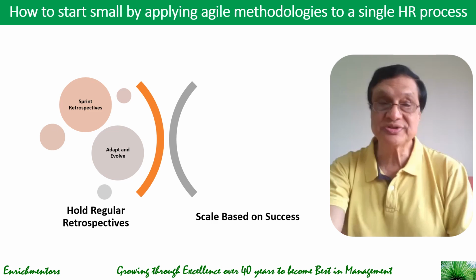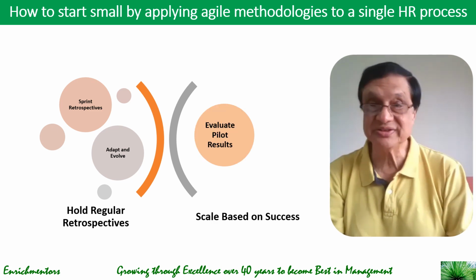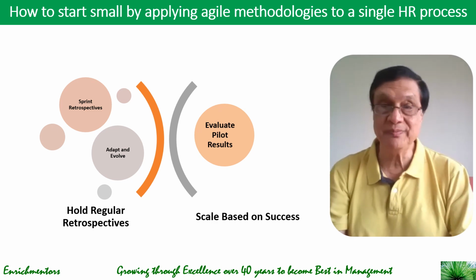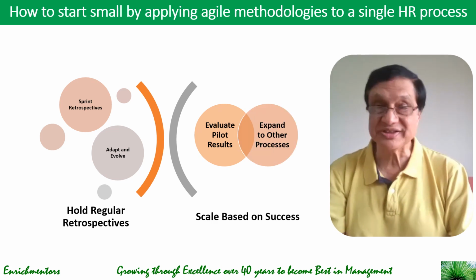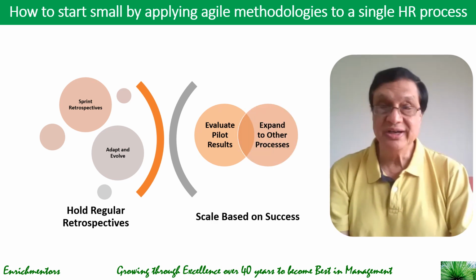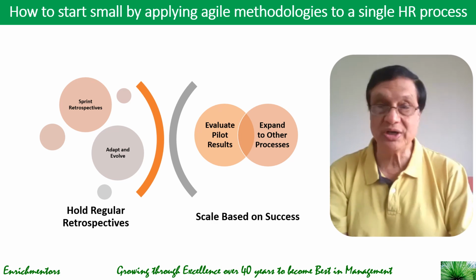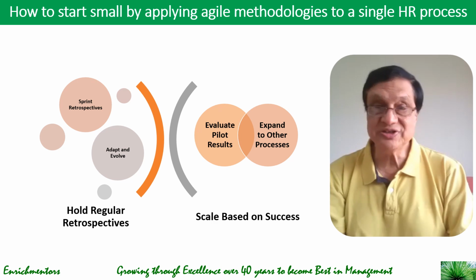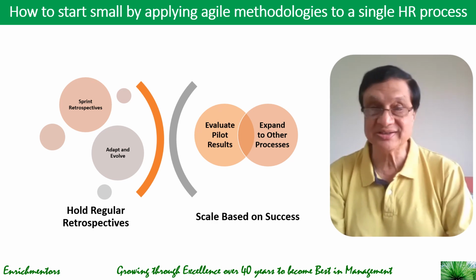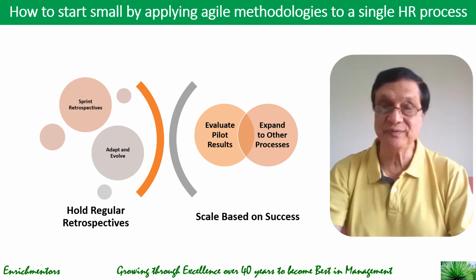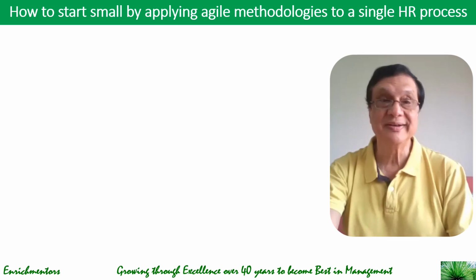The next thing you should do is to scale based on the success. Evaluate the pilot results after several sprints or cycles. Evaluate whether the agile approach has led to measurable improvement and then expand to other processes. If the pilot project is successful, gradually apply agile methodologies to other HR processes like employee performance management or L&D. Starting small, learning and then expanding agile practices to other HR areas helps, because once the projects are proven successful, they can be applied to other areas as well.